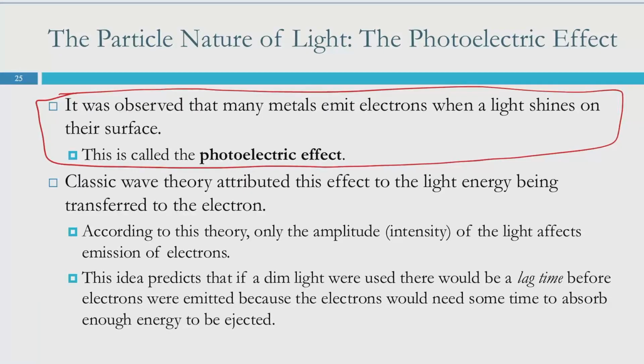So classic wave theory attributed this effect, this photoelectric effect, to the light energy being transferred to the electron. So the idea is the wave, the light hits the metal, and it transfers its energy to the electron, and then the electron gets ejected. Based on this theory, only the amplitude, the intensity of the light, will affect the emission of electrons. Any wavelength will work. It just has to be a strong enough amount of light to transfer that energy.